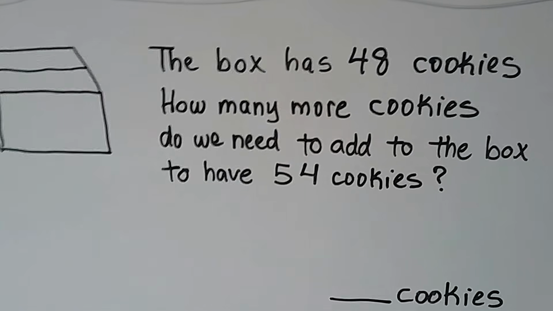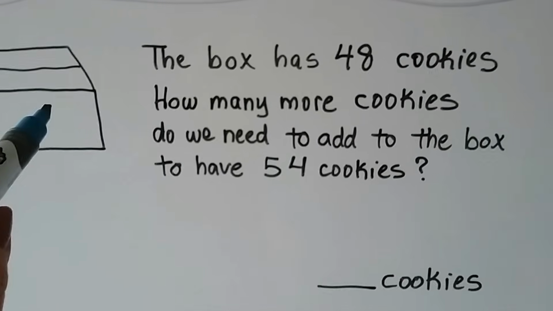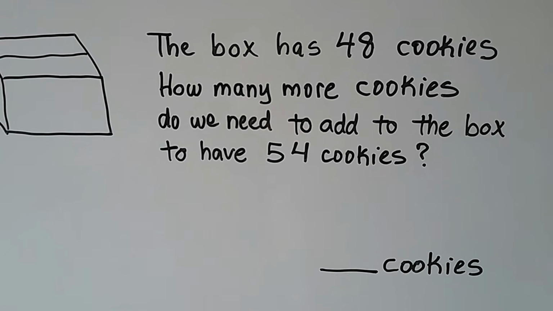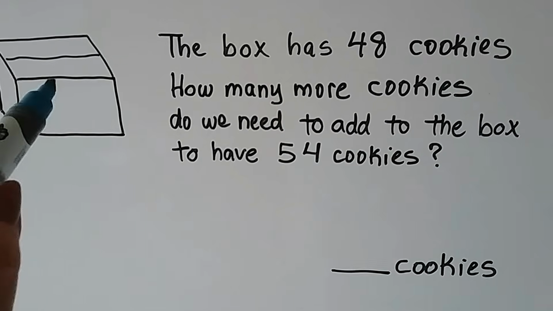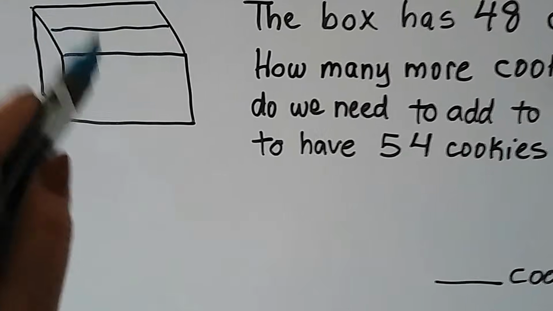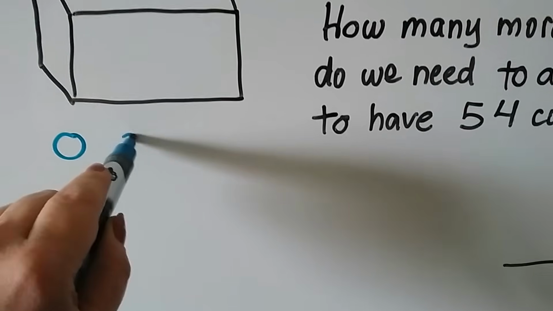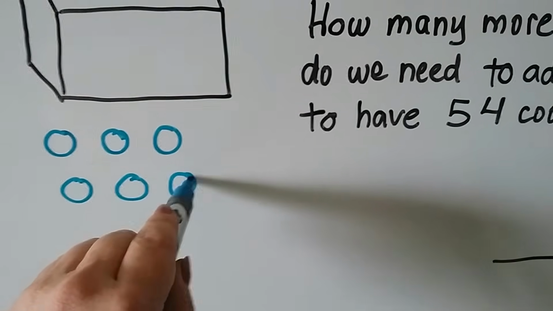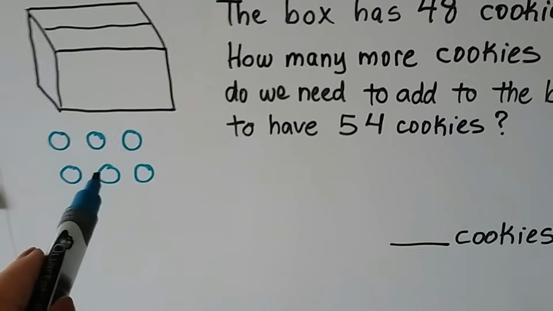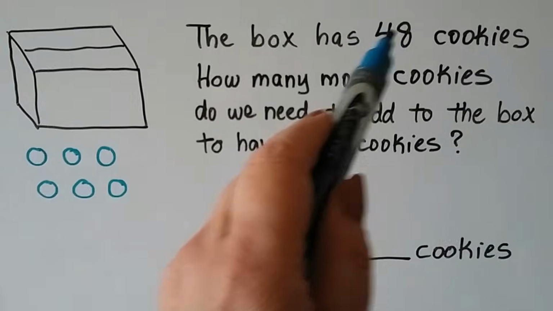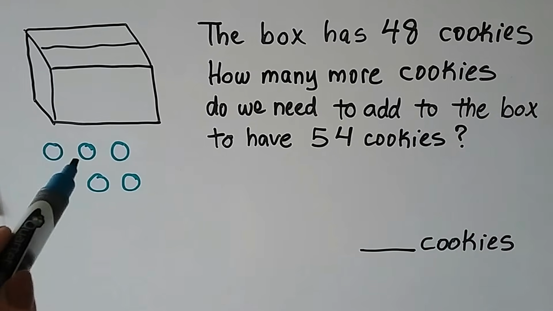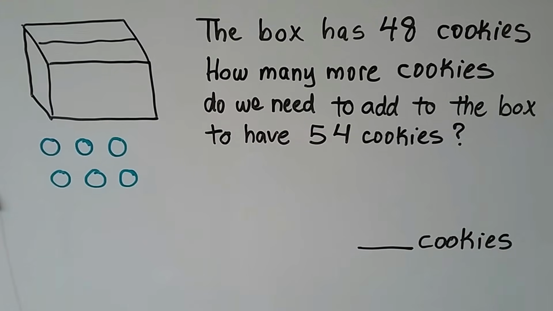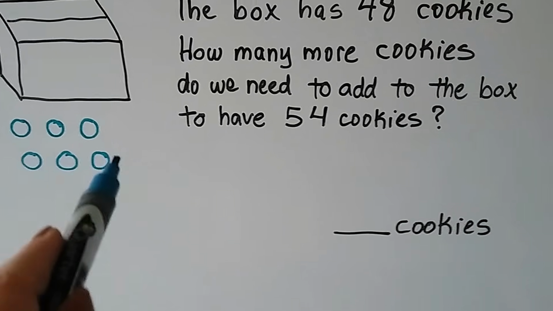Let's try this one. The box has 48 cookies. How many more cookies do we need to add to the box to have 54 cookies? So if there's 48 in there, let's draw cookies and count on. 48, 49, 50, 51, 52, 53, 54. So we drew 6 cookies. That means 48 cookies in the box plus 6 more cookies would be 54 cookies. So how many cookies did we need? We needed 1, 2, 3, 4, 5, 6.